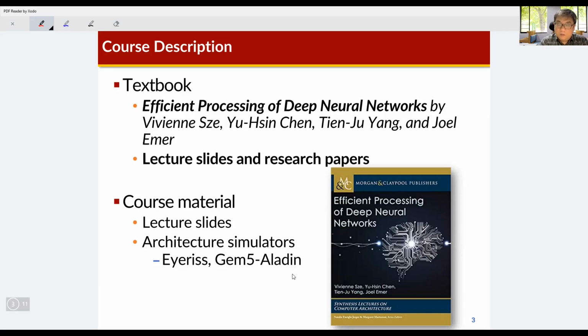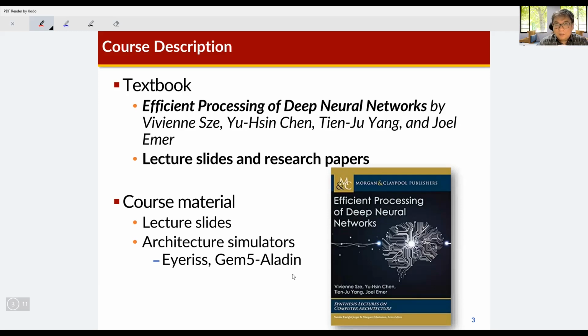And then I will provide the lecture slides every class. Also, I will introduce some research papers to read in this course. So I will use these materials as the course materials. Okay. And I plan to use some architecture simulator for this accelerator architecture course, but it's not fixed yet.